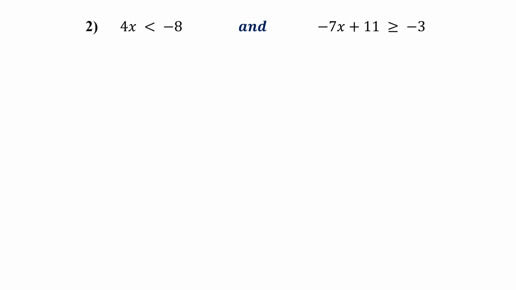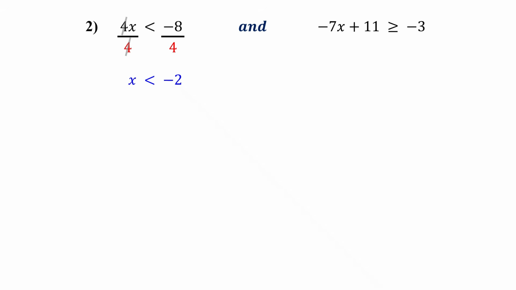Just like before, our first step is to solve each inequality separately. Feel free to pause the video and try solving them. For the first one, to get x by itself, divide both sides by 4. That gives us x is less than -2, right? That is the solution to the first inequality.